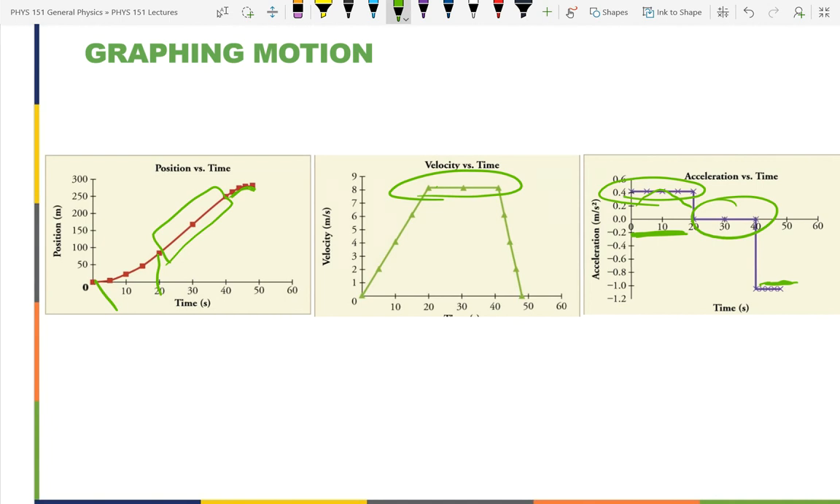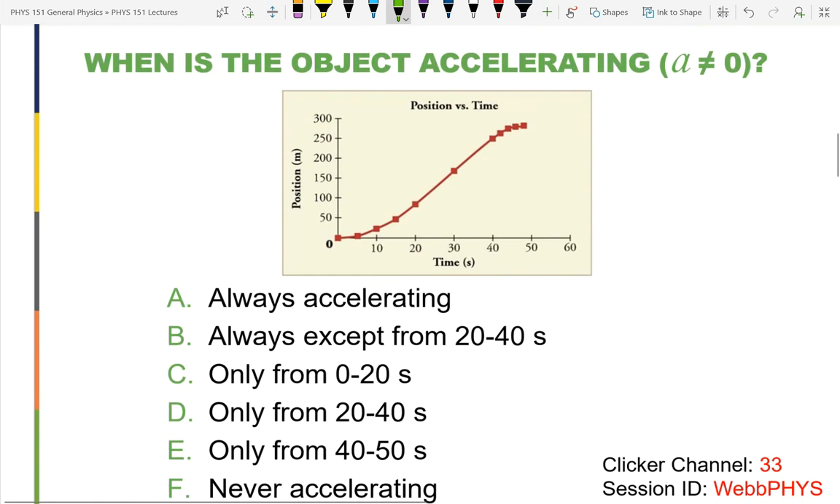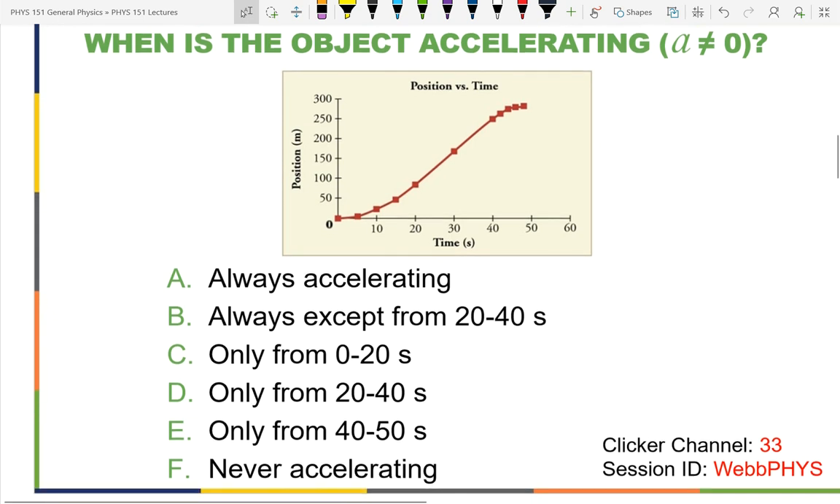All right, moving to our first clicker question of the day, and also our only clicker question of the day. Make sure you answer. What or when is the object accelerating? That is, when is the acceleration not zero? And remember, it's Clicker Channel 33 or Session ID WebFizz.